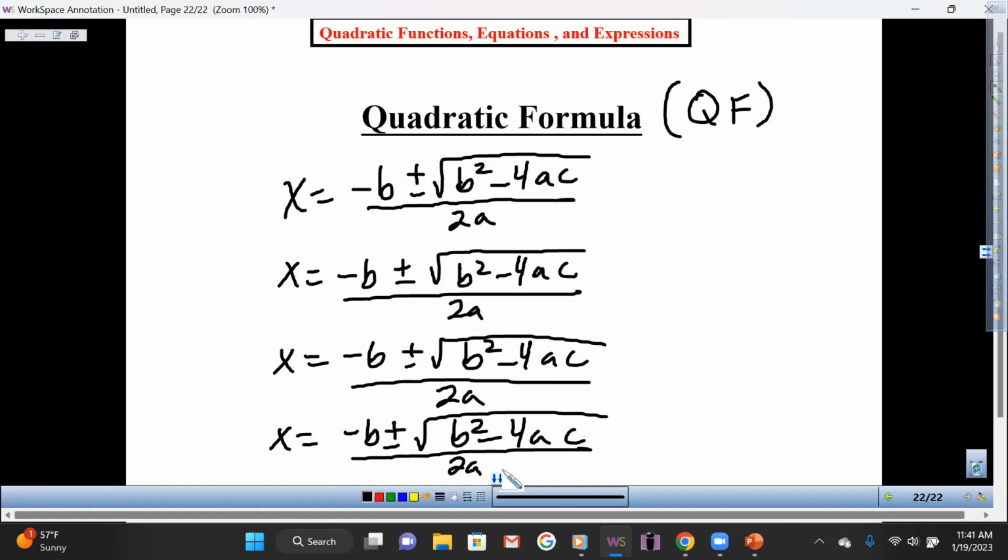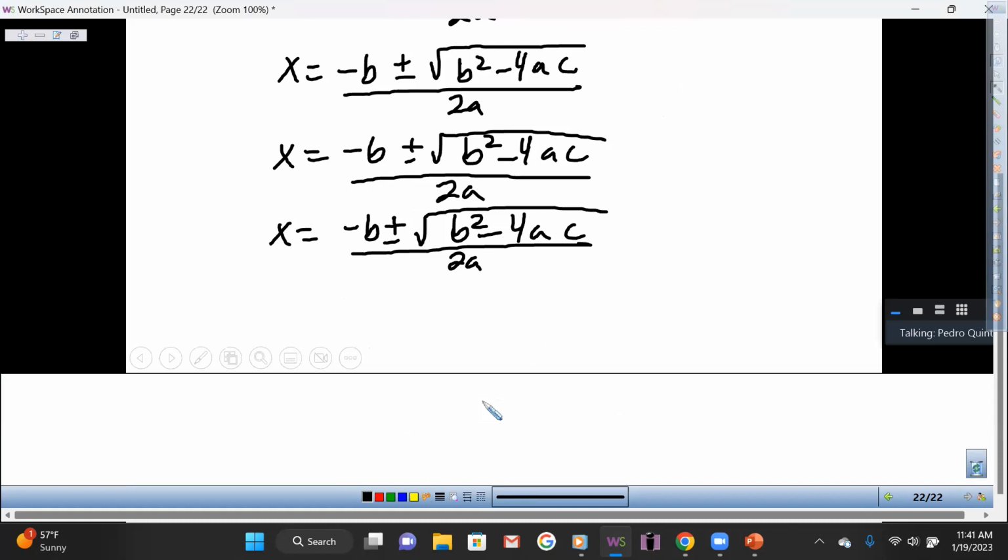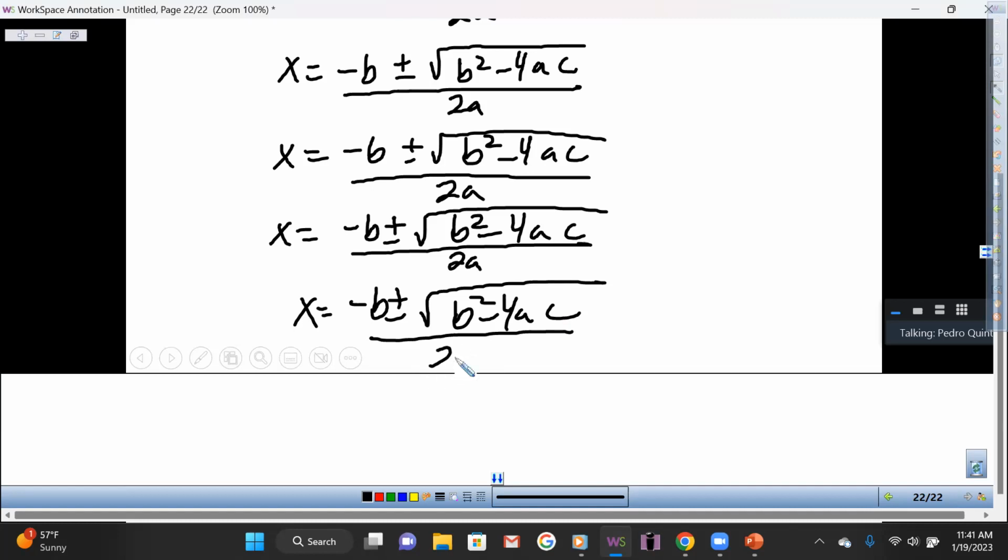I ran out of room. That's okay. X equals minus B plus minus square root B squared minus 4AC over 2A.